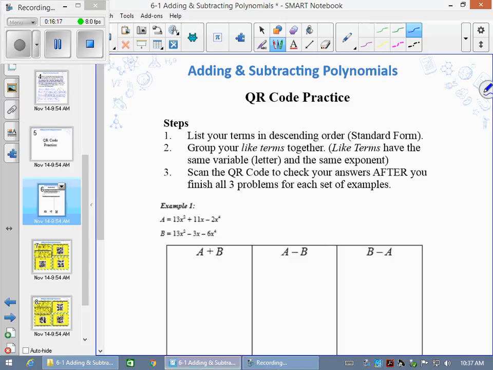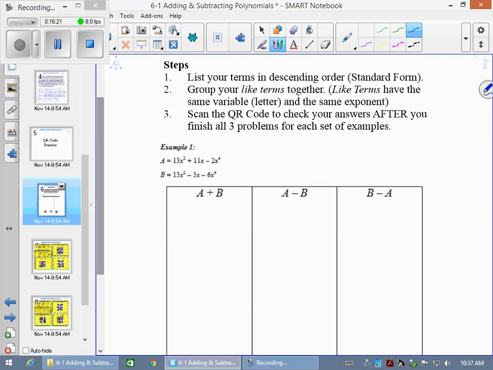The steps are as follows. List your terms in descending order, so standard form. So the first thing you're going to do for each example is look at your A and B, because each example is set up as an A and a B polynomial, and write them in standard form before you ever go into the boxes. So for each of these, you would just rewrite them in standard form. Then step 2, group your like terms together. Okay, well, now that they're in standard form, now I'm going to start looking down here. Now I'm going to rewrite my A in standard form and add it to B and combine like terms.